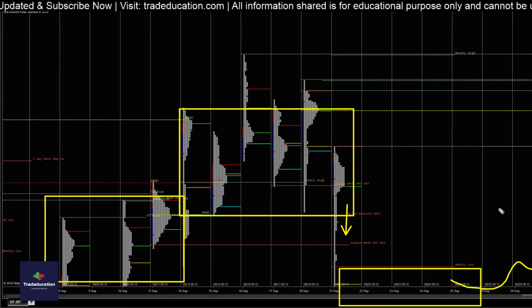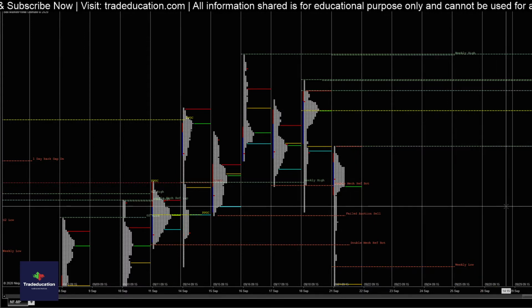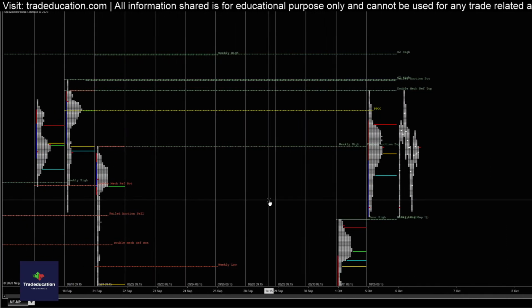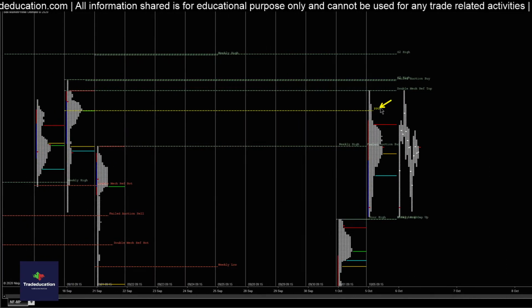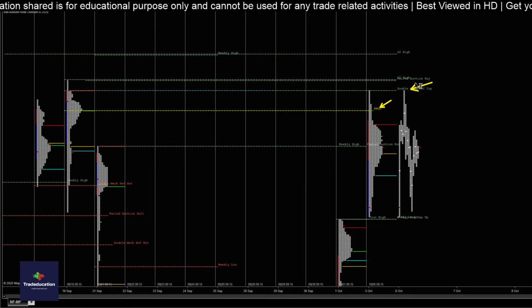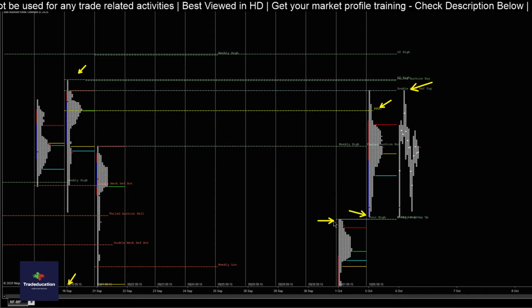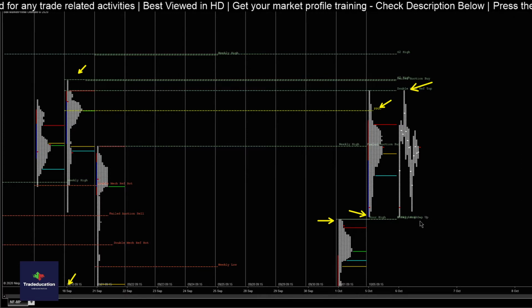Some of the important references I was looking at: first of all this PPOC, where sellers came in. Second, the high is also weaker, because it's pretty close to the high of the 18th of September. The third anomaly is that we have one more gap here. We have poor highs, and there are a couple of gaps around the lows.